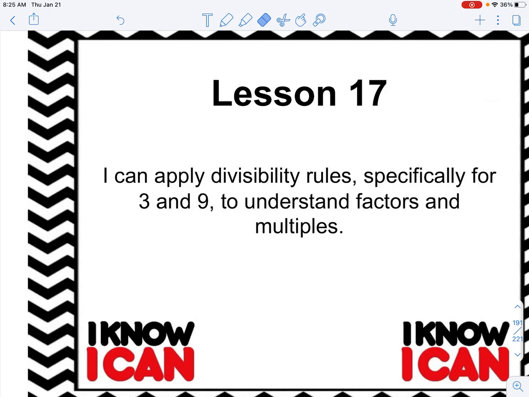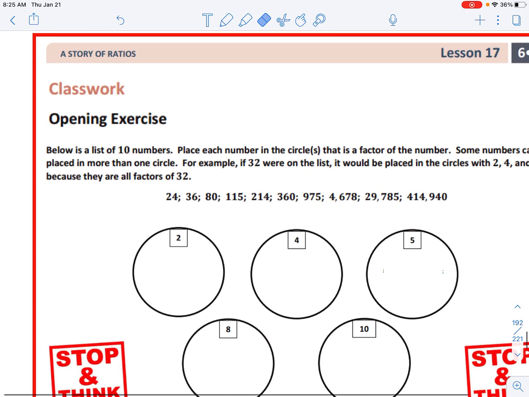All right, guys, let's go ahead and get started with lesson 17. Lesson 16 was all about learning the rules of adding and multiplying odd and even numbers. Today's lesson is going to be some divisibility rules, so we're going to be working with division today, specifically with 3 and 9. So today's objective is: I can apply divisibility rules, specifically for 3 and 9, to understand factors and multiples.